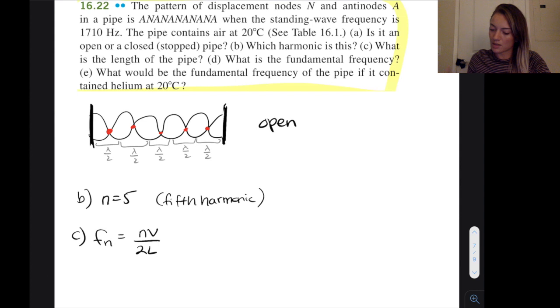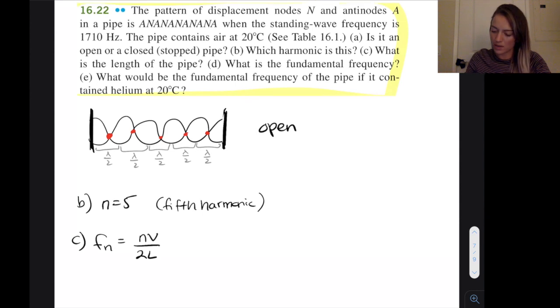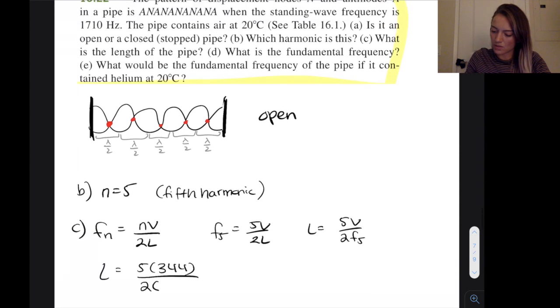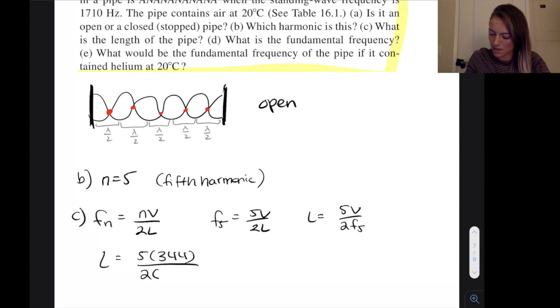And we know that the speed of sound is going to be 344, so we can just solve for L here, because they also tell us the frequency. So we know that f5 is equal to 5v over 2L. And we just solve for L. We get L is equal to 5v over 2f. And so then L is 5 times 344 divided by 2 times the frequency they gave us, which is 1710.